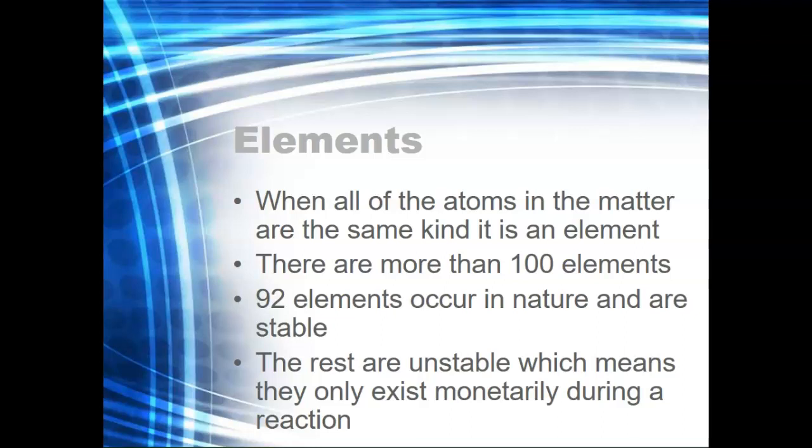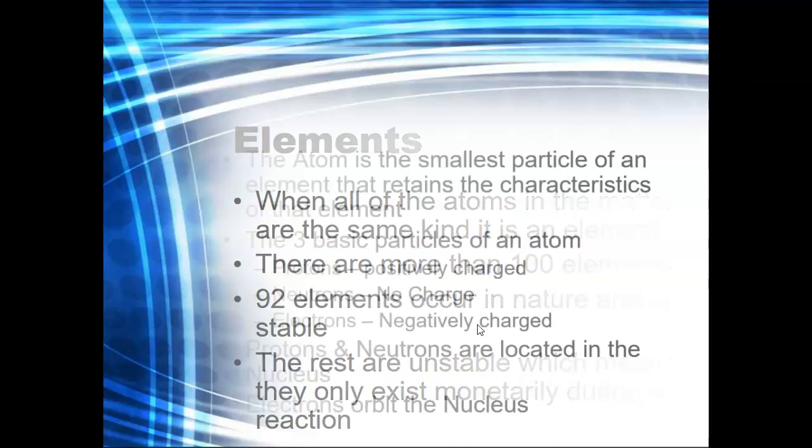Okay. So when all of the atoms in matter are the same kind, it's an element. There's 92 that occur in nature and are stable. The rest are unstable, which means they only exist momentarily during a reaction. So things like nuclear materials, a lot of that does not exist but for a brief moment. Does that make sense to everybody? So nuclear power is what this is.